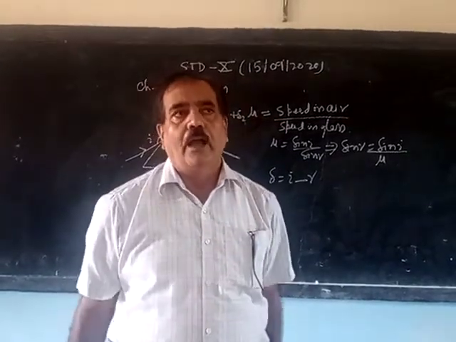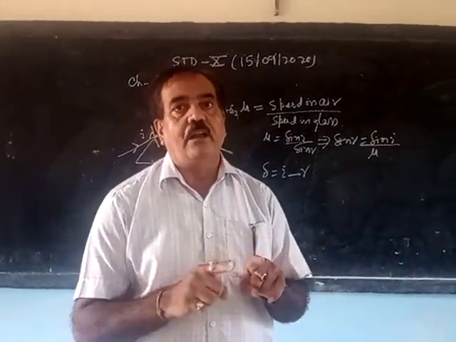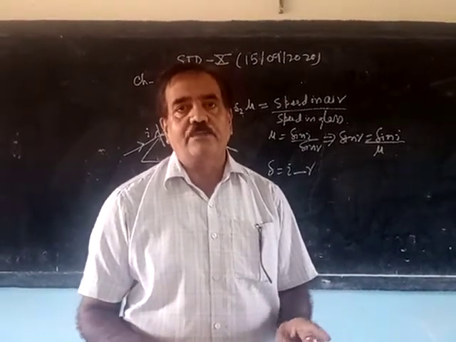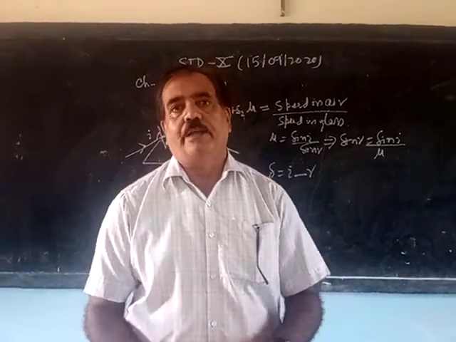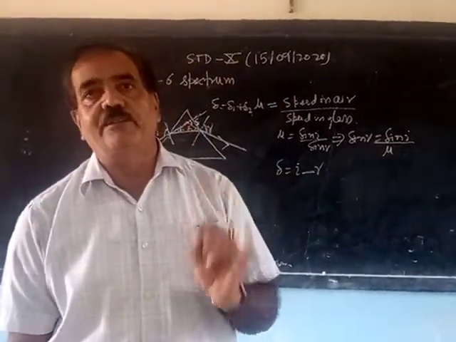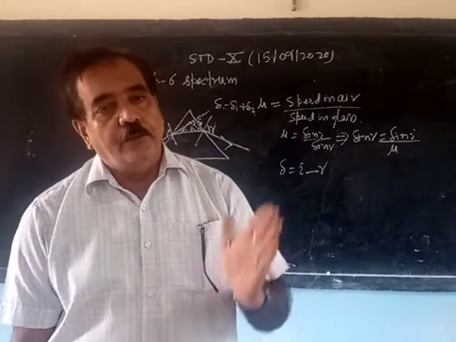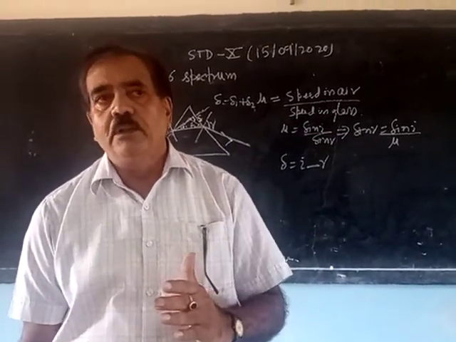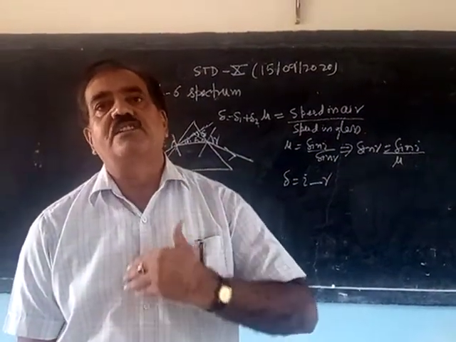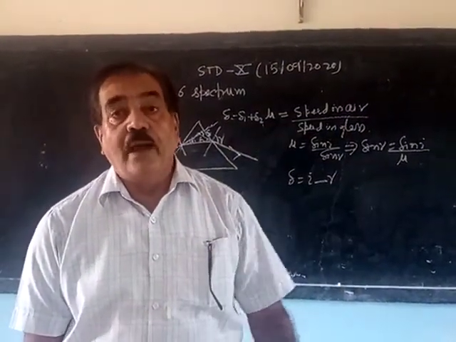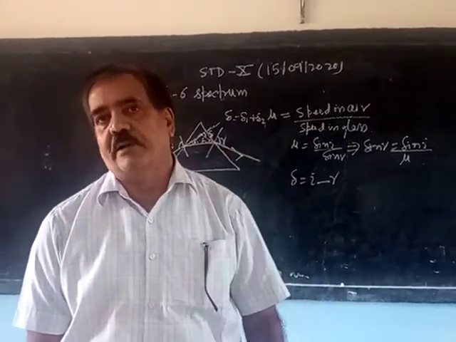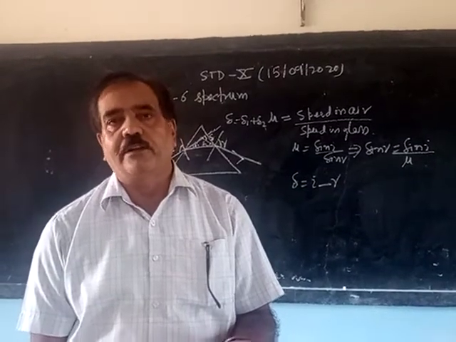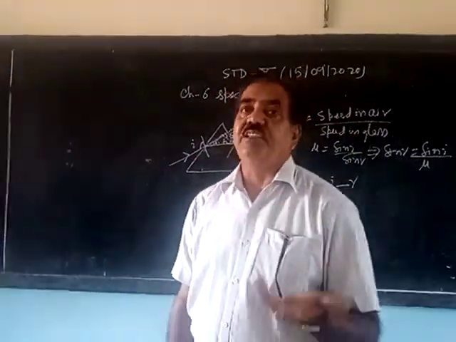Why color or the wavelength of the light? All the colors have the same speed in air or vacuum. Once again, all the colors have the same speed in air or in vacuum, and that is 3 into 10 to the power 8 meter per second. But when it enters a different medium from air, the speeds of all the colors are different. Why different? Because the refractive index is different, the wavelength is different. Whenever the wavelength is different, naturally the refractive index will change.